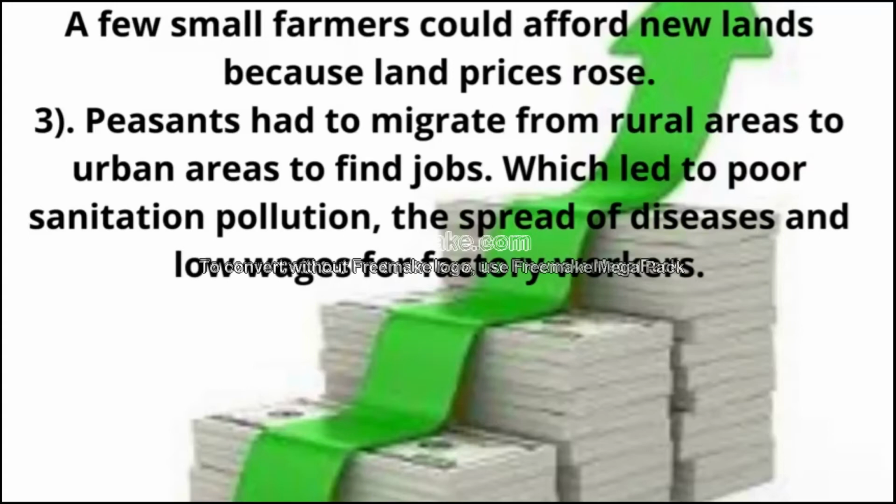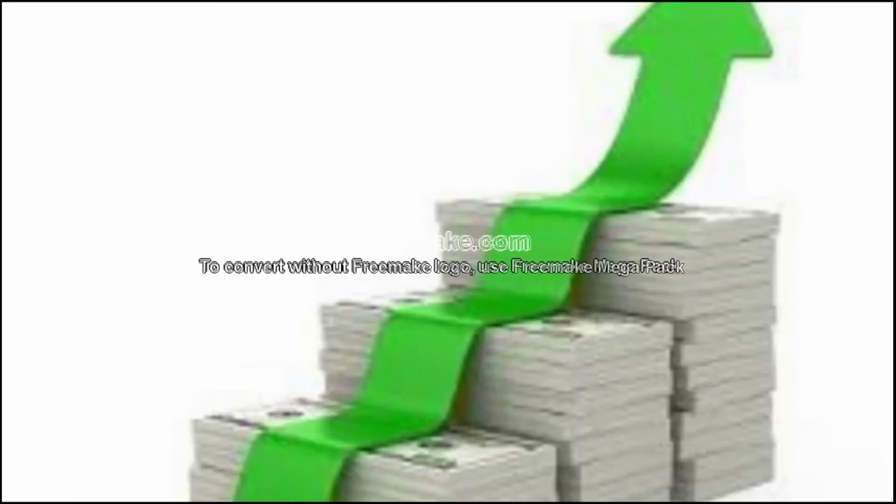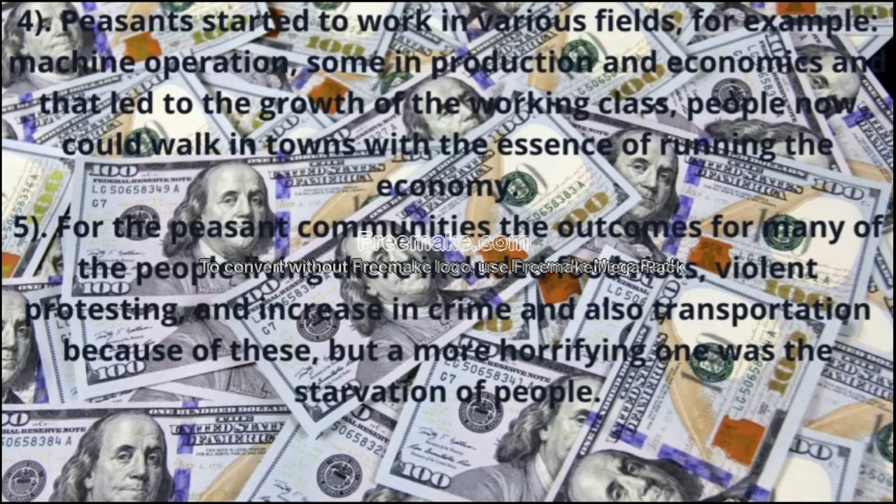3. Peasants had to migrate from rural areas to urban areas to find jobs, which led to poor sanitation, pollution, the spread of diseases and low wages for factory workers. 4. Peasants started to work in various fields, for example, machine operation, some in production and economics, and that led to the growth of the working class. People now could walk in towns with the essence of running the economy.